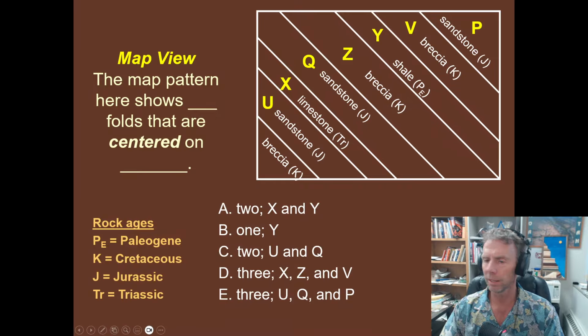Triassic is the oldest unit, then Jurassic, Cretaceous, Paleogene. So these are organized from oldest to youngest. So you have the ages of the rocks, and you can see the outcrop pattern here. So your job here is to pick how many folds are present on this map and what their centers are with respect to these yellow letters. So you're going to identify not just how many folds there are, but where they're located.